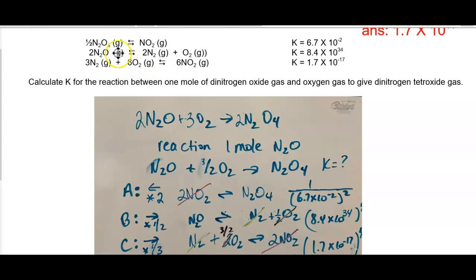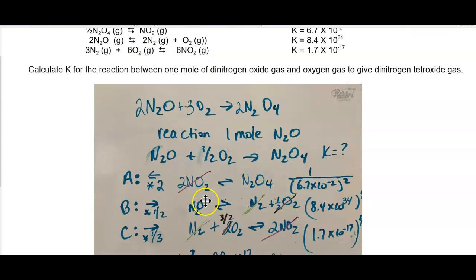On B, I'm going to focus on N2O. So I need to look at B and say, where does N2O need to be? It needs to be a reactant, so I'm going to keep it forward, but I have 2 and I want 1, so I'm going to multiply through by 1/2. So I did that here. 2 times 1/2 is 1, and on this side, 2 times 1/2 is 1, and 1 times 1/2 is 1/2. And then looking at C, for C, I'm going to focus on O2.